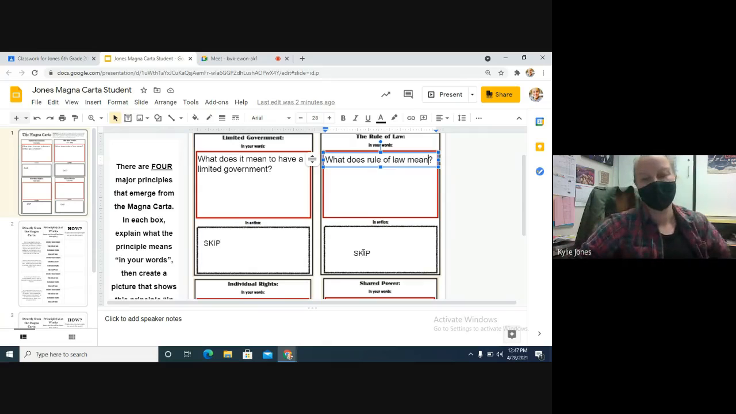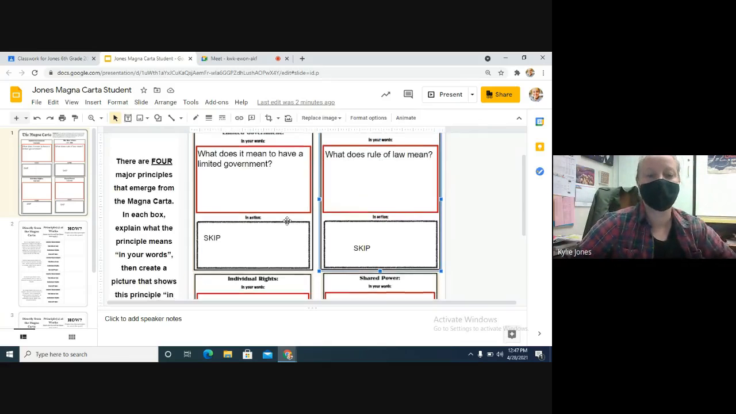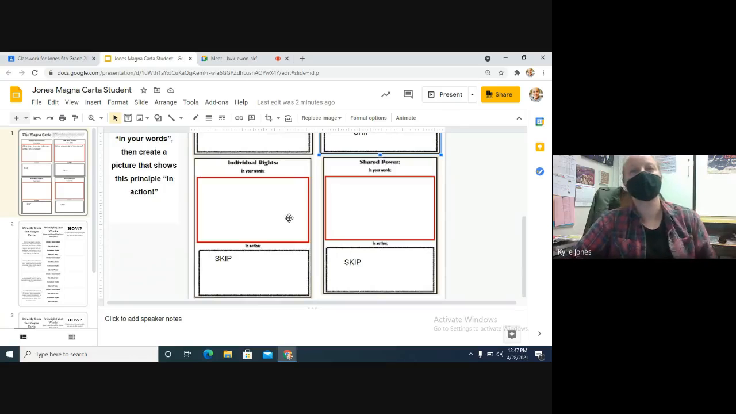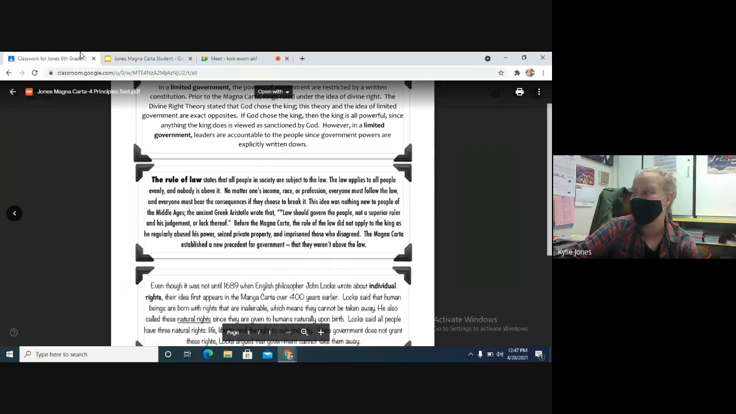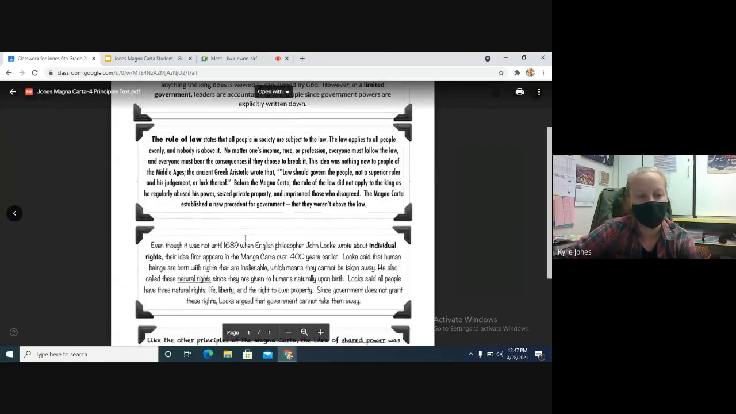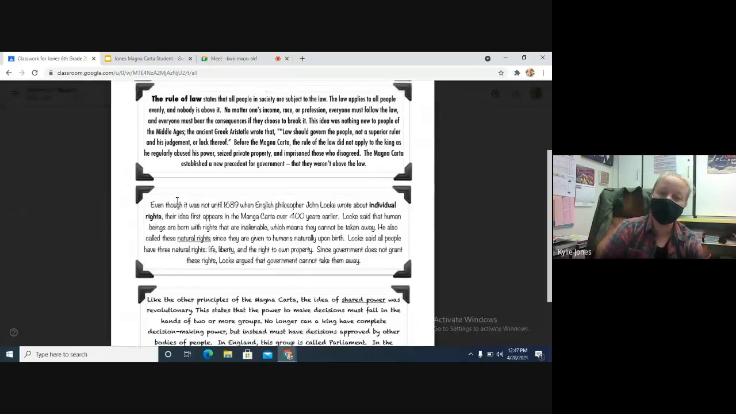Alrighty. Ready for the next one? Okay, down below, individual rights. I will read this one, we'll discuss a little bit, and then you guys will, in your own words, describe what it means. So, individual rights is the third one down. It says, even though it was not until 1689 when English philosopher John Locke wrote about individual rights, the first idea appears in the Magna Carta over 400 years earlier.